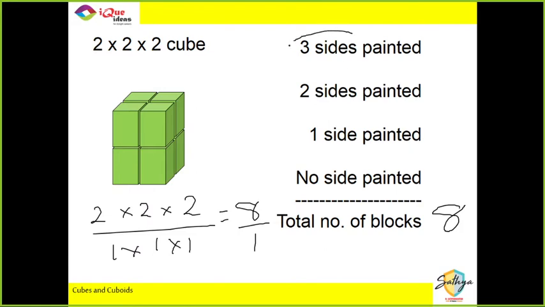इसमें 3 साइड पेंटेड वाले कितने होंगे? सारे पीसेस में एक एक ओरिजिनल वर्टाइस आ जाता है, सो 3 साइड पेंटेड वाले ही 8 हैं। That means all the 8 pieces have been accounted for. So every piece will have 3 sides painted. Did you get that?